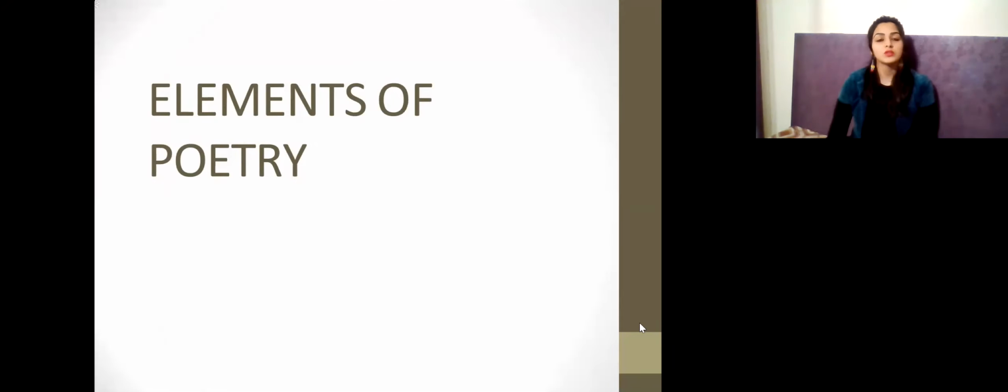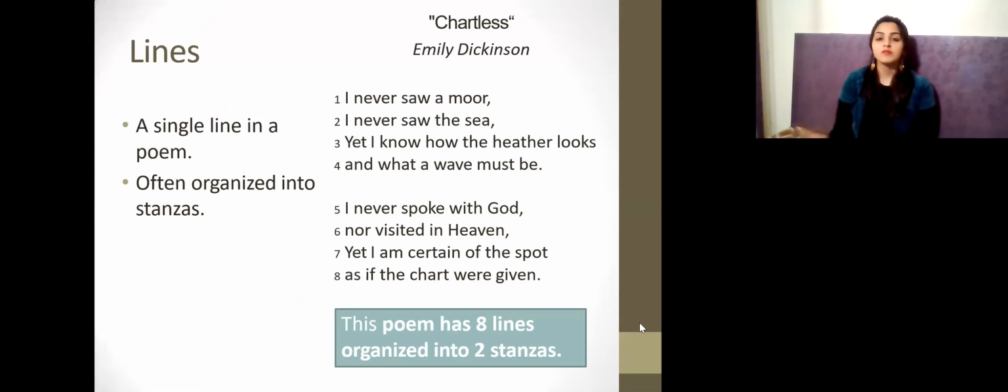Elements of poetry. The first element of poetry is lines. What do you mean by lines in a poetry? A line is a single line in a poem, often organized into stanzas. So many lines together form one stanza, but one single line is known as a line. That's the main important part of poetry.